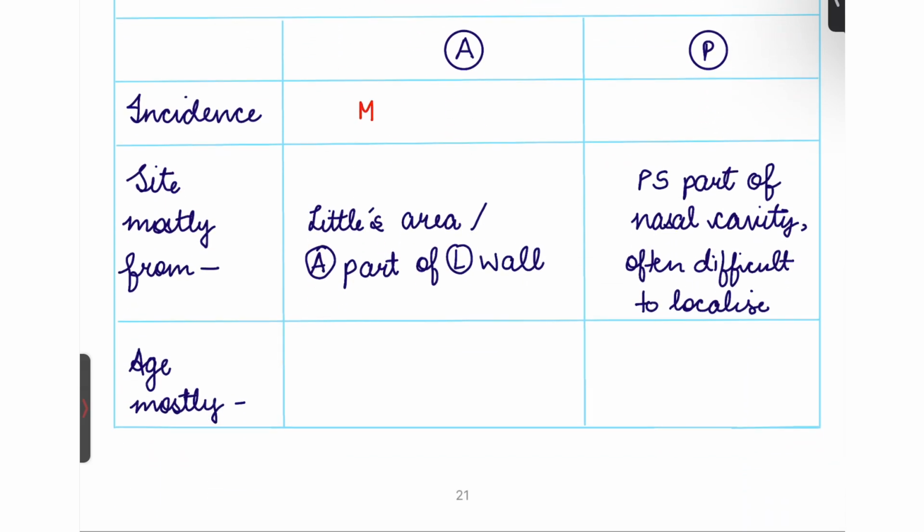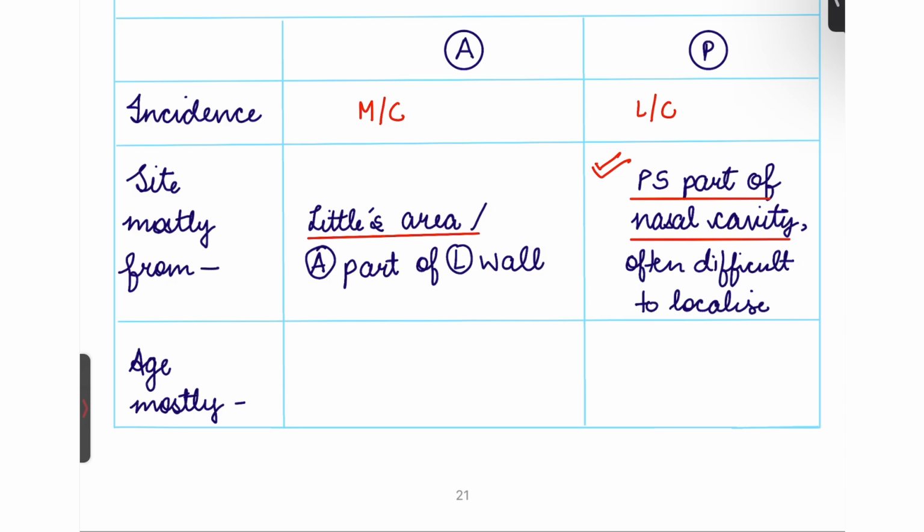Anterior epistaxis is more common and posterior epistaxis is less common. The site of anterior epistaxis is mostly Little's area or the anterior part of the lateral wall, whereas for posterior bleeds, we see them most commonly in the posterior superior part of the nasal cavity, and these bleeds are often difficult to localize. Also, the posterior involves deeper vessels.